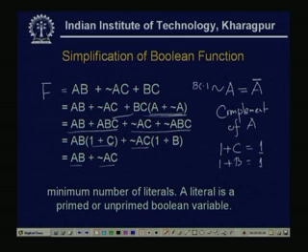A literal we can define as a primed or unprimed Boolean variable, meaning either it is a normal, uncomplemented variable A, or it is a complemented variable. So, we are telling this is a literal. So, this is the minimum number of literals.